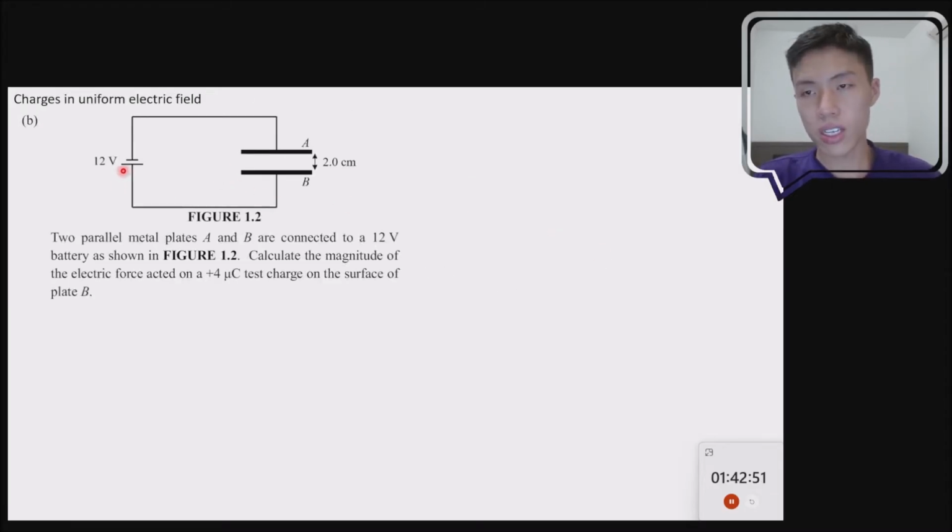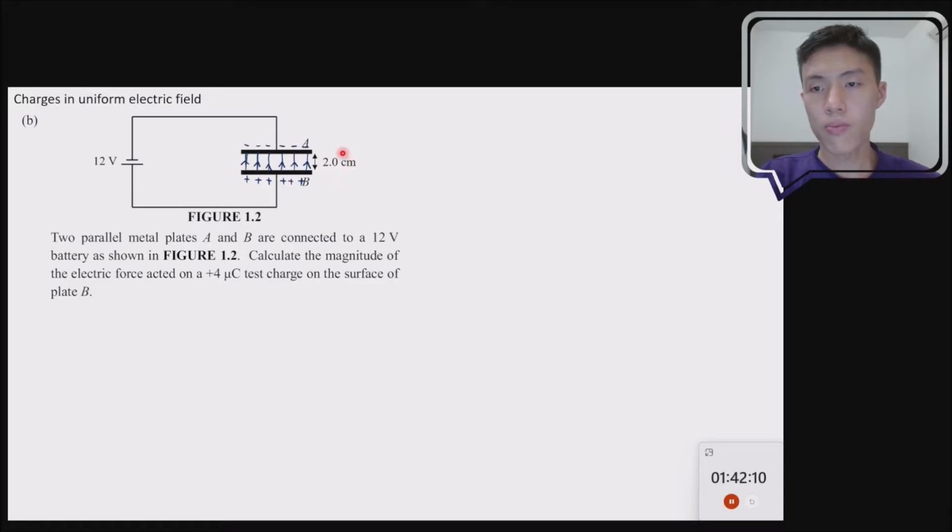Because you are connecting it to this battery, the positive terminal is on the lower side, so it's connected to plate B. So this will be the positive plate. The negative terminal is connected to plate A, so plate A will be a negative plate. What kind of electric field is being produced? Connecting the positive plate to the negative plate, this is the electric field.